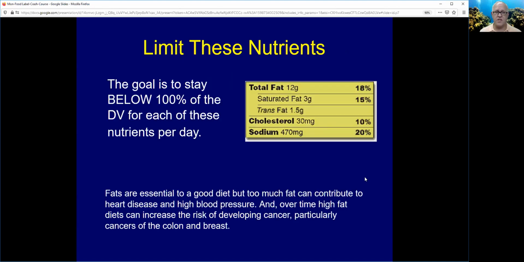Now, there's some nutrients that you want to limit. The goal is to stay below 100% of the daily value for each of these particular nutrients in a day. Fat. This particular label had 18% fat of the daily value. Cholesterol, sodium or too much salt. Fats are essential to a good diet, but too much fat can contribute to heart disease and high blood pressure. And over time, a high-fat diet can increase the risk of developing cancers, particularly cancers of the colon and breast. So we want to make sure that we keep these nutrients in check along the way.